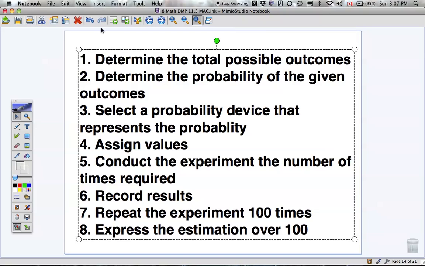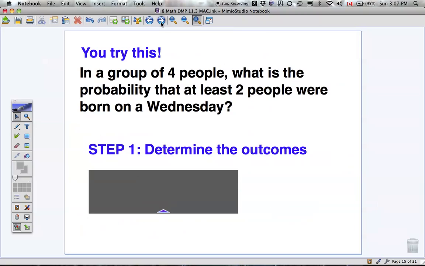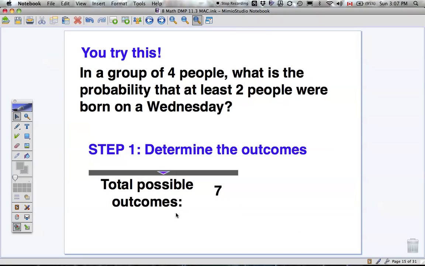The first thing you do is, actually, here's a list of 8 steps. You can pause the video and then you can write them down. So here's the question. In a group of 4 people, what is the probability that at least 2 people were born on a Wednesday? The first step, we have to determine the outcomes. And there's 7 possible outcomes in this case because there's Monday, Tuesday, Wednesday, Thursday, Friday, Saturday, Sunday.